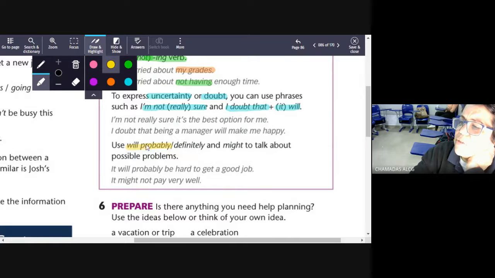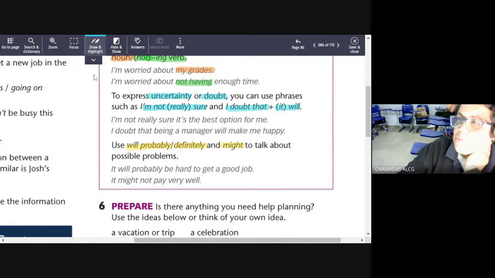Here we use the simple future, okay? Will probably or will definitely or might to talk about possible problems. So here we go. It will probably be hard to get a good job. Or it might not pay very well. So here we have the possibilities, right?